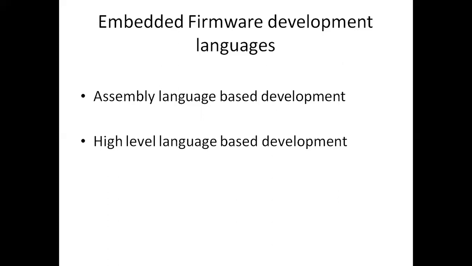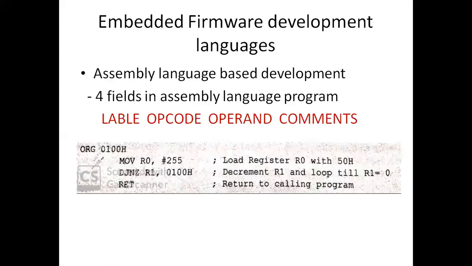You can see the format of this here. This is the assembly language. We have 4 fields in assembly language programming: label, opcode, operand, and comments. So what is label? Label is an optional field. You can have this label or you can leave it out. And this label is used as an identifier.